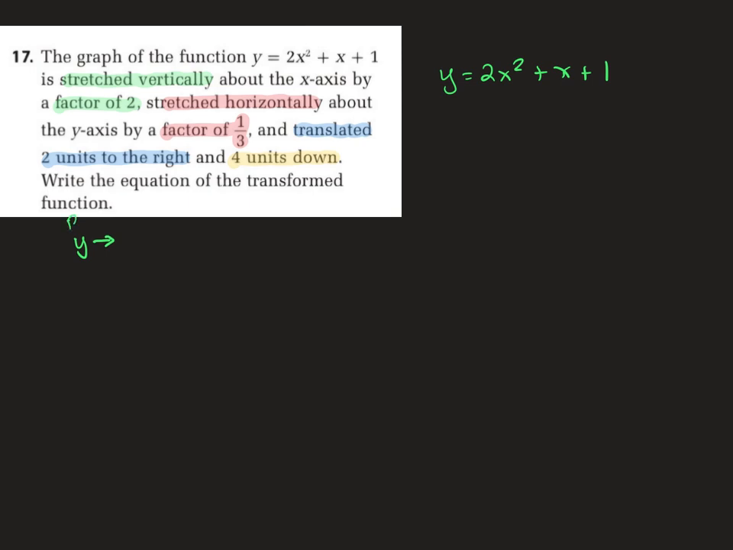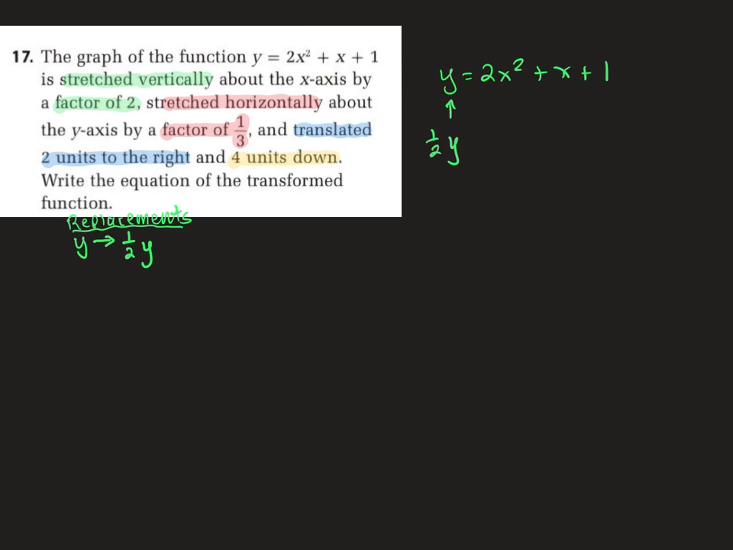What we're going to do is write the replacements for each of these transformations. So replacements into the equation. If we're stretched vertically, that's y would be replaced with, and it's by a factor of 2, so you'd think 2y, but no, everything's upside down and backwards, so it'd be 1/2 y. So that means in the equation, the y would be scooped out, and 1/2 y would be substituted in, like that.